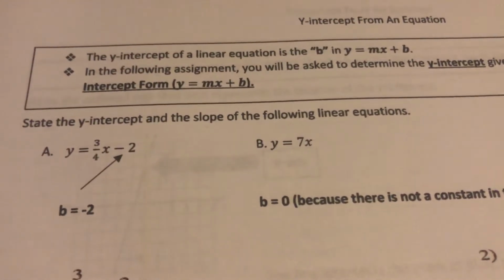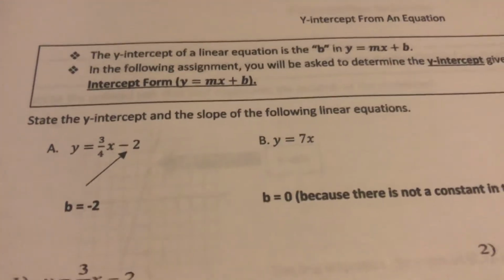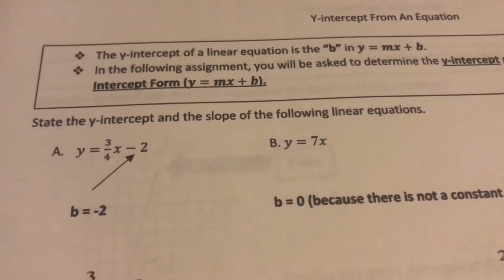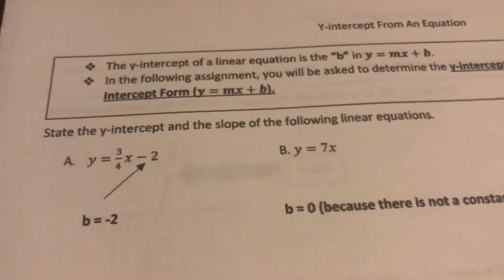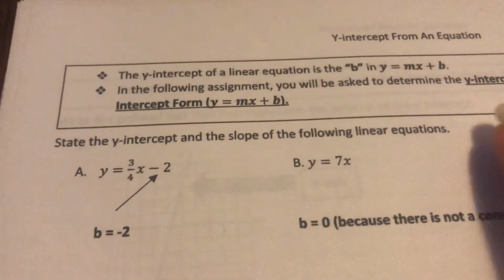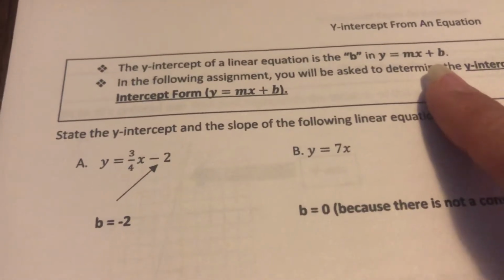In this video, we're going to be talking about the y-intercept from slope-intercept form. So we will be looking at equations, graphs, and tables. In this first one right here, the y-intercept of a linear equation is the b when we have our linear function in slope-intercept form.